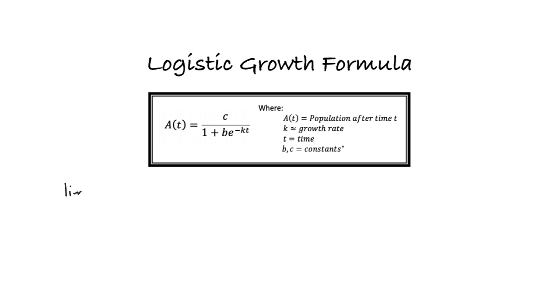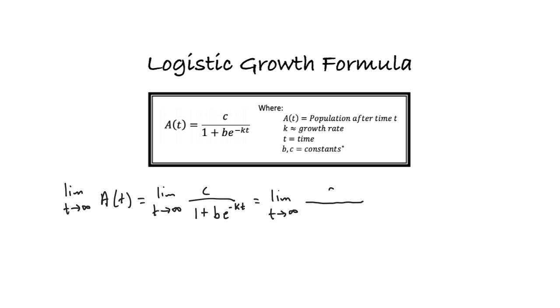If I look at the limit as t goes on, grows larger and larger, of this function A of t, then I'm evaluating this limit of c divided by 1 plus b e to the negative kt. So a negative exponent, of course, means a misplaced exponent that should be in the denominator. So I can rewrite this expression as c over 1 plus b over e to the kt.